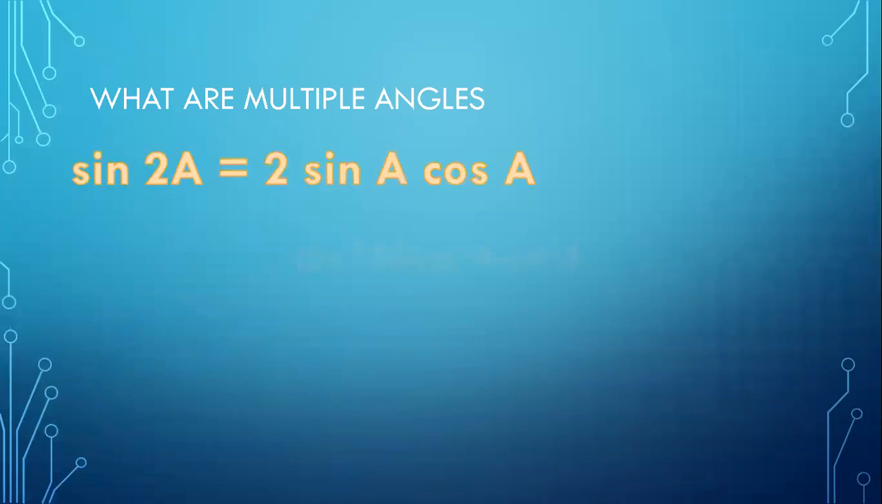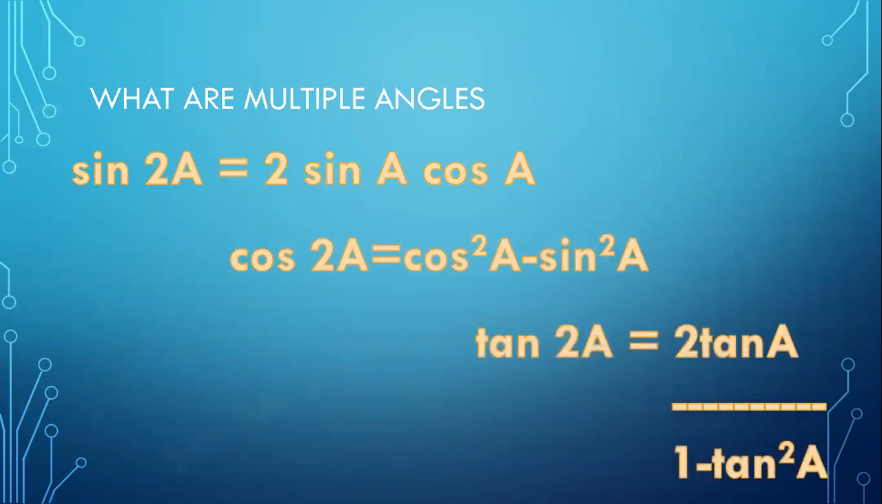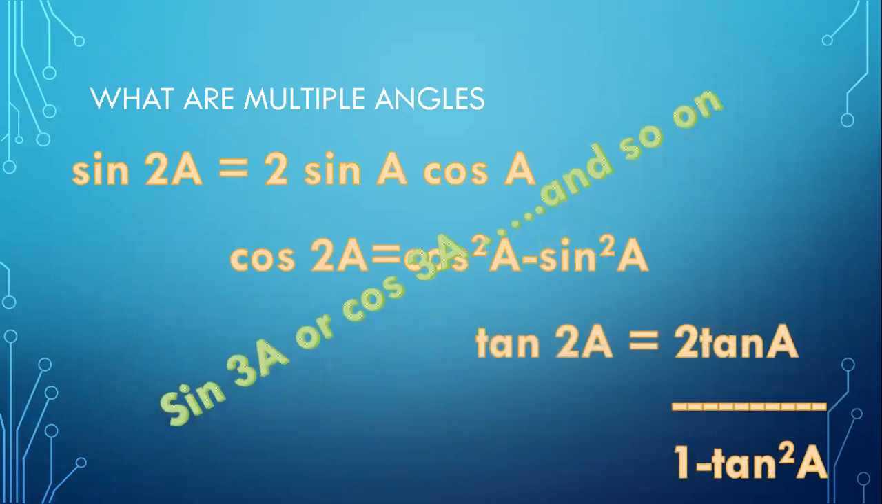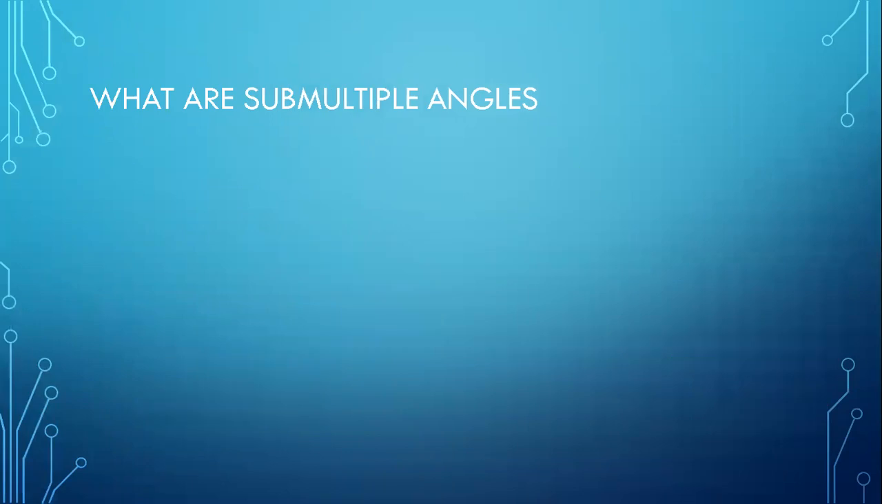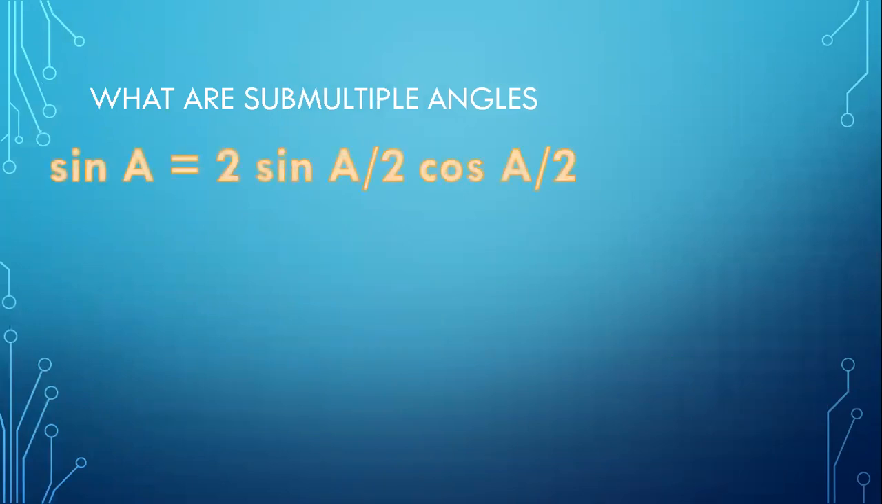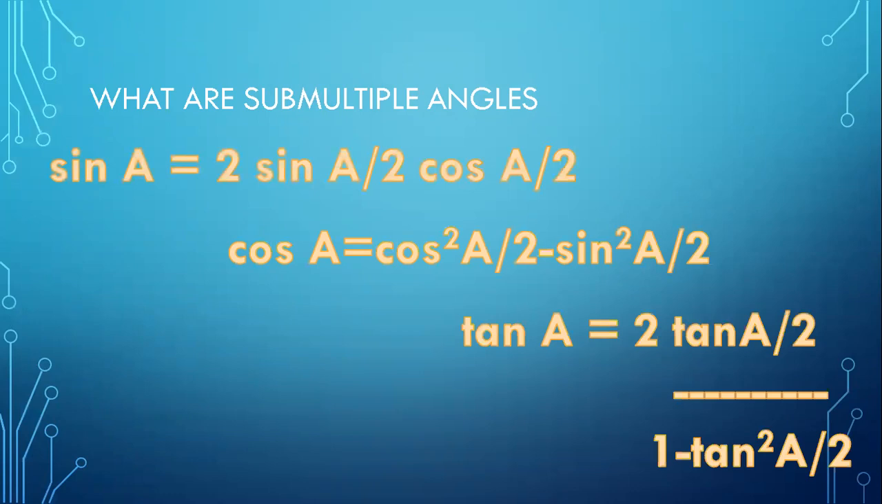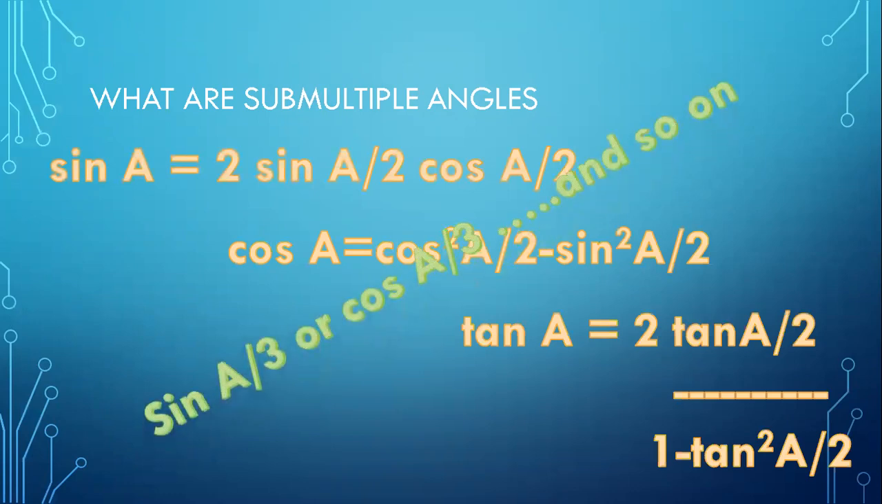Well, what are multiple angles? When they exist as 2 times the angle, 3 times the angle, 4 times the angle, so that is my multiple angle. Similarly, there is a concept of submultiple angle, when it is less than 1. So it can be A by 2, A by 3, A by 4, and so on.